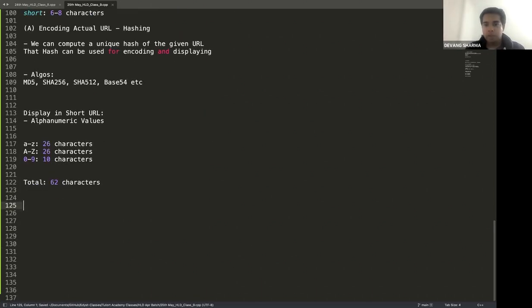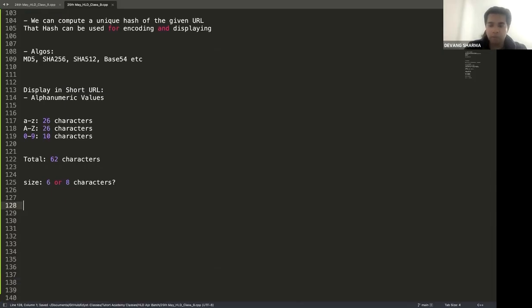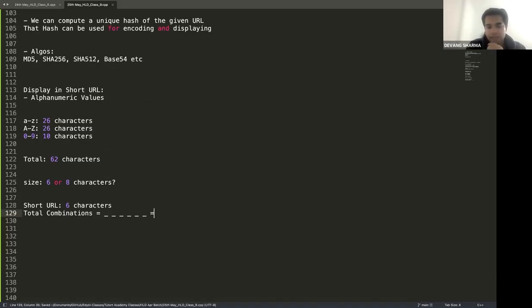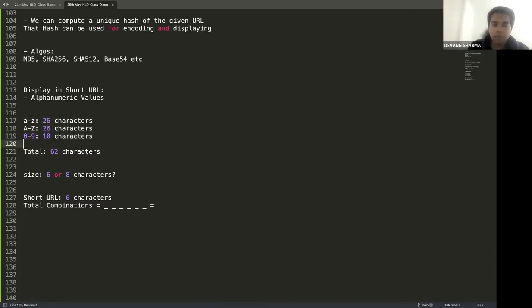Now this becomes a permutation and combination problem. Whether I have to make it 6 or 8 characters, that decision will be made here. How will that decision be made? Let's talk about it. If I keep a short URL of 6 characters, my total combinations would be what? Think of 1, 2, 3, 4, 5, 6. There are 6 seats that you can fill, and each seat you can fill in 62 ways, any of these values. How many possible combinations?